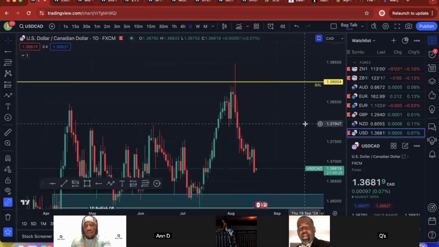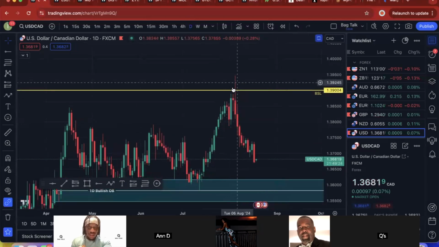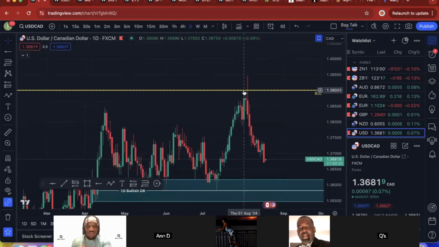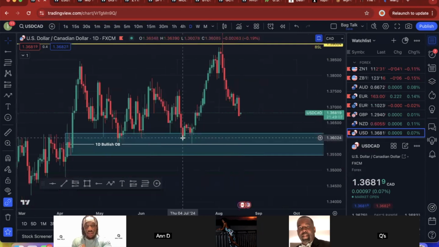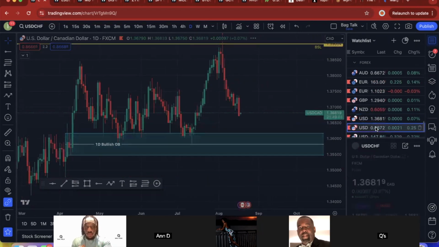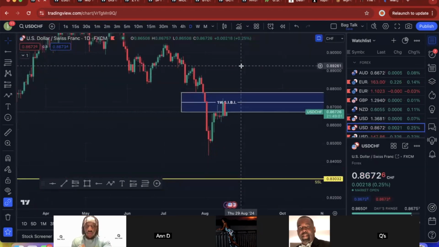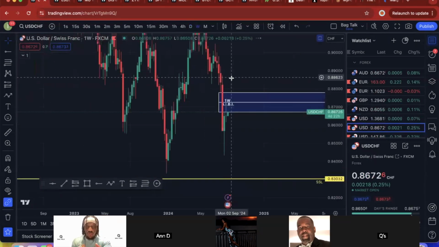USD CAD, yo, if y'all took the sweep I talked about that day, y'all making money, because we literally talked about price using it. We targeted this yellow line, and I said I think it's just going to use this yellow line as a sweep area. We swept it, and ever since then we've been dropping and dropping, and I'm still expecting continuation towards the downside to aim at these lows. So USD CAD playing out so far.